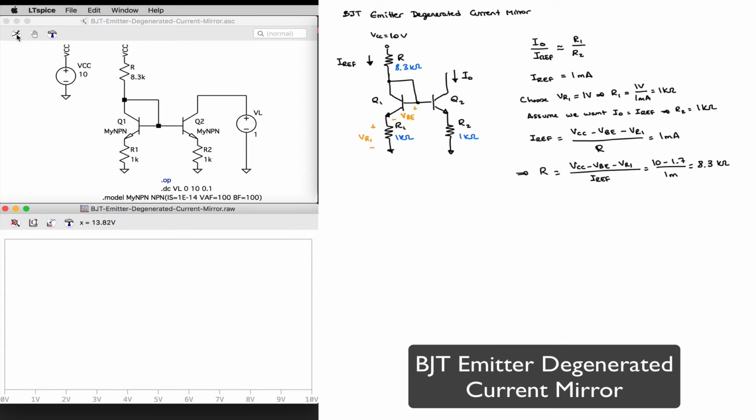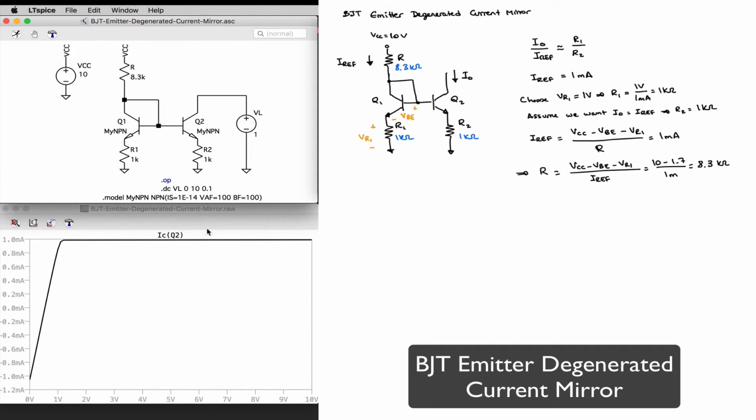I can run my simulation really quick, and I can plot my current across resistor Q2, which, as expected, is going to be equal to Iref. Notice how, since I now have 1 volt across that resistor R2, my compliance has decreased, since I now need at least 1 volt plus the saturation voltage of Q2 at the output in order for the transistor to be operating in the linear region and the current source to be operating properly. Therefore, my compliance range has decreased.